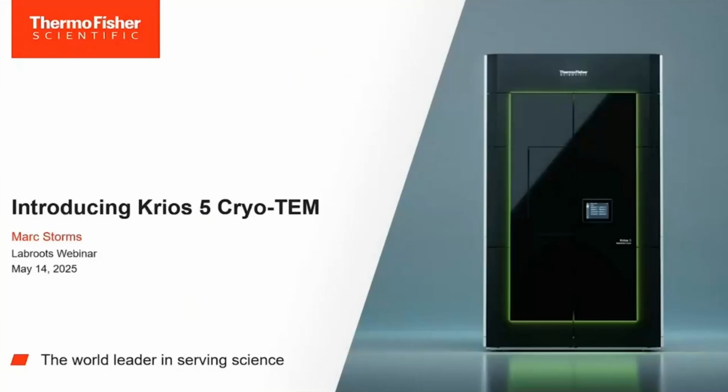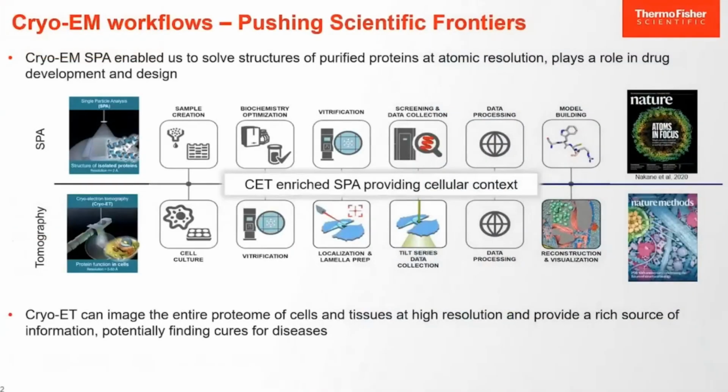Thank you very much, Rosie, for the introduction, and welcome everybody to the webinar in which I would like to introduce the new Krios 5 electron microscope to you. However, before I do that, I would like to give a short introduction about how cryo-electron microscopy has developed, and the 2 main workflows that symbolize this: single particle analysis, which has allowed us over the years to solve structures of purified proteins at atomic resolution. In the meantime, it has matured so far that it plays an important role in drug development and drug design.